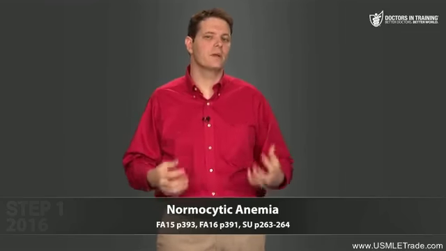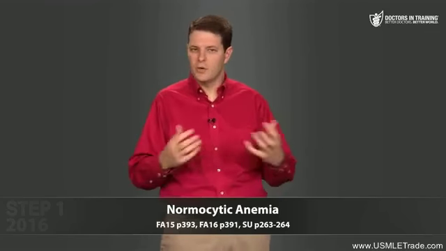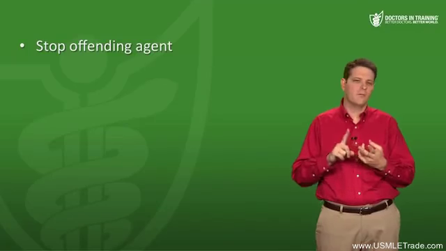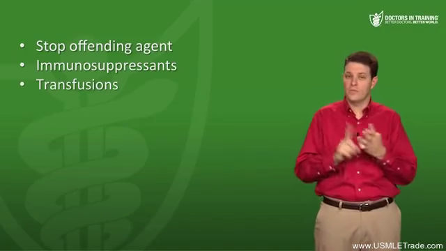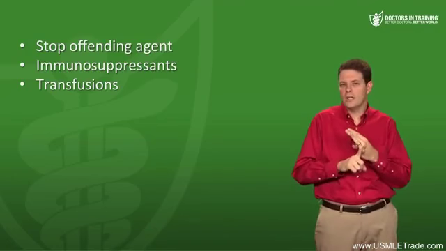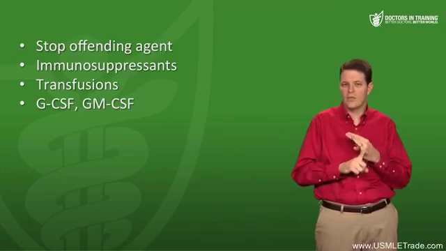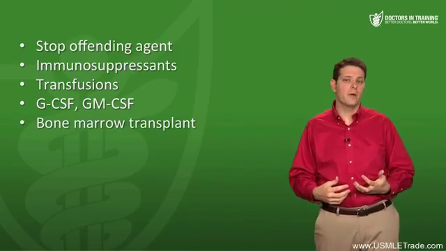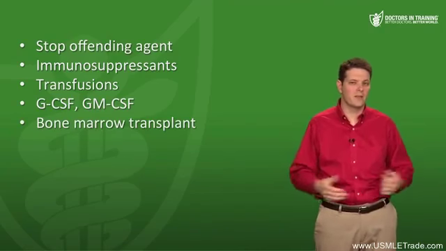And then finally, what's the treatment of aplastic anemia? Treatment's not too important for step one, but you need to stop the offending agent if there is one. Sometimes we use immunosuppressants, transfusions as needed, and you can give one of the granulocyte macrophage colony stimulating factors like GCSF or GM-CSF to help stimulate the bone marrow. And then a bone marrow transplant would be an option if the patient isn't responding to anything else.